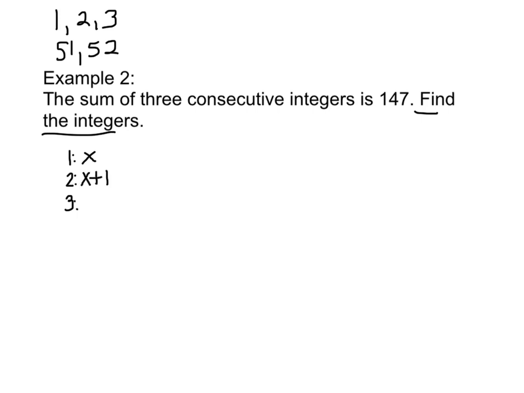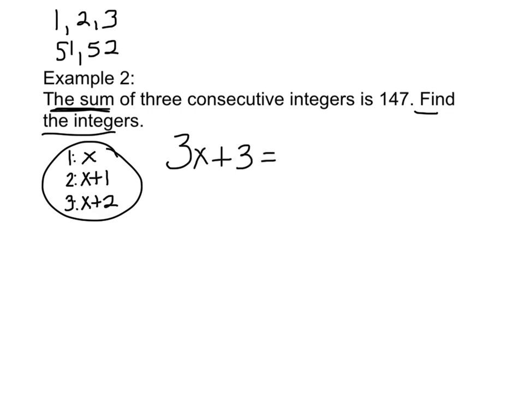The next integer is going to be x plus 2. If there were 4 integers, we would do x plus 3, and so on. So it says the sum. The sum means that you're going to add these up. So we're going to add all 3 of these together. So x plus x plus x is 3x, 1 plus 2 is 3. The total sum is 147. So our equation would be 3x plus 3 equals 147.